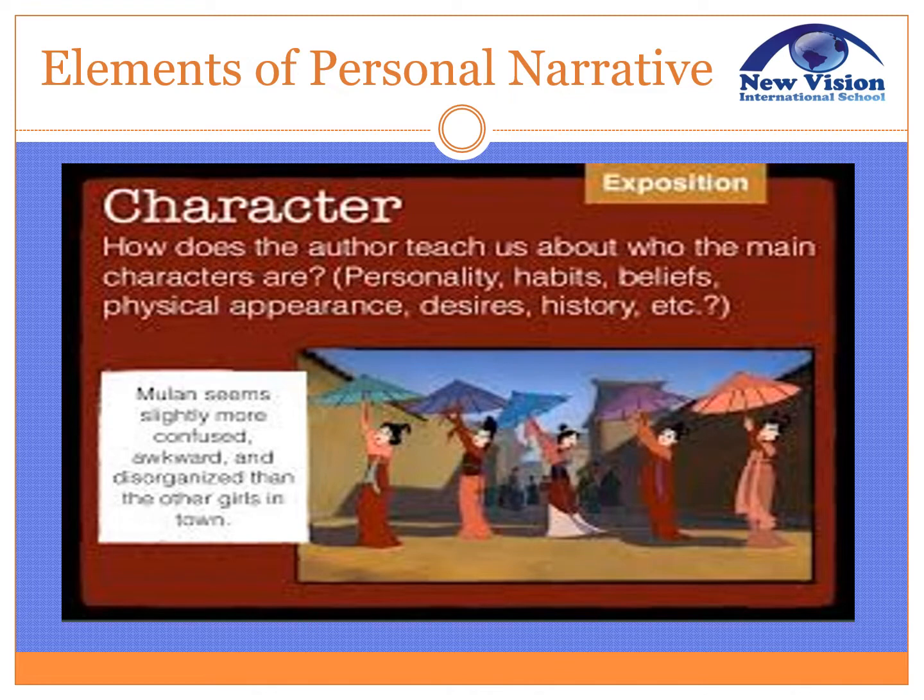The next one is character, which is, of course, you. How does the author teach us about who the main characters are? It can refer to your personality, your habits, your beliefs, physical appearance, desires, history, and others. Look at the example there, which I mentioned. Mulan seems slightly more confused, awkward, and disorganized than other girls in town, if you happen to watch Mulan.